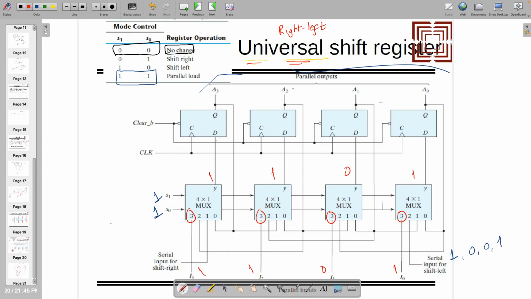The parallel output is available after 1 clock cycle, because of the propagation delay of the mux plus the propagation delay of the clock. This is the propagation delay of the clock, setup time, hold time, and other things, plus the propagation delay of the flip flop.